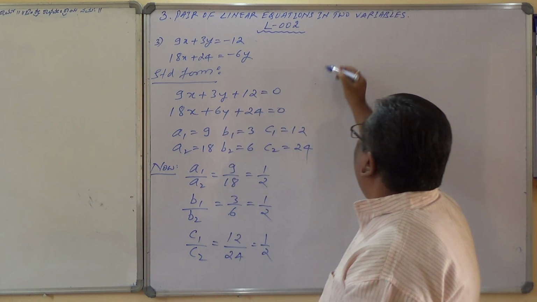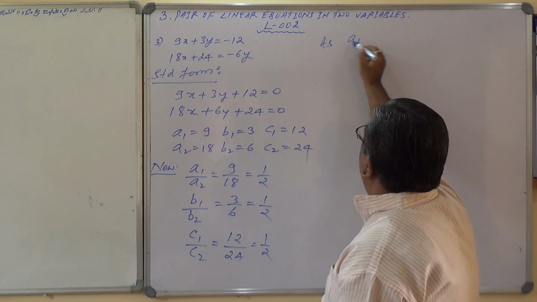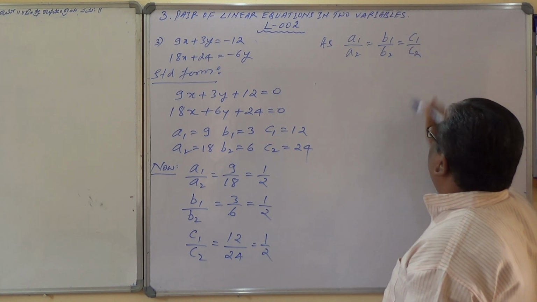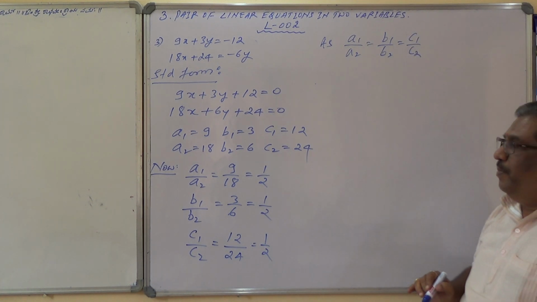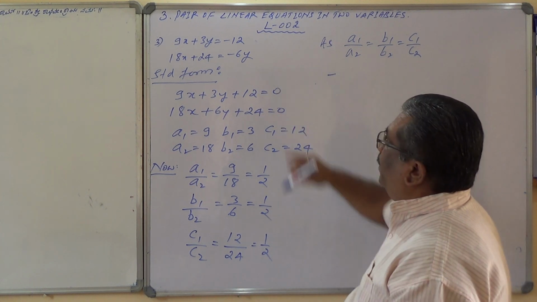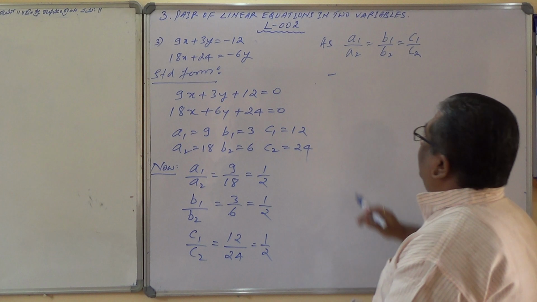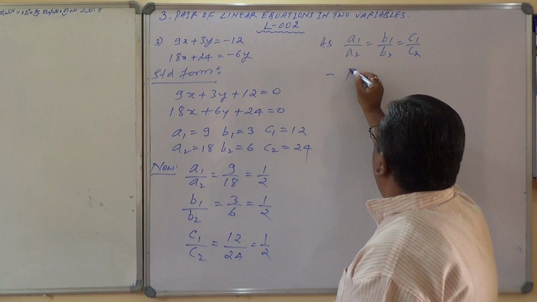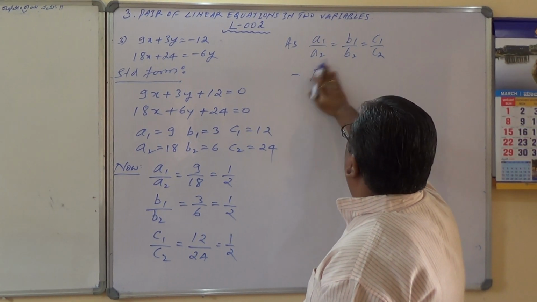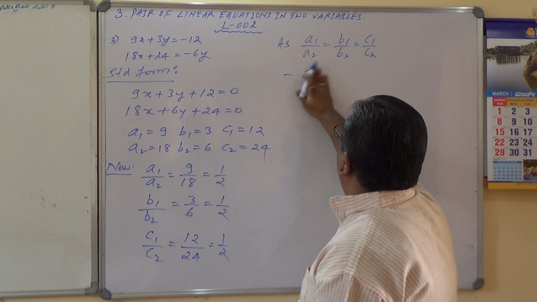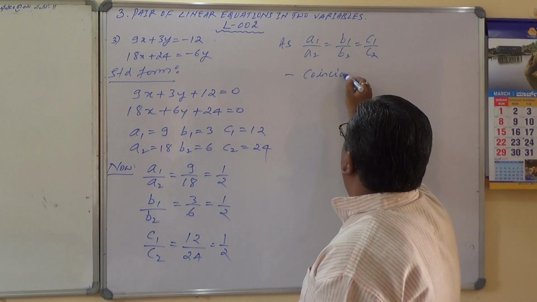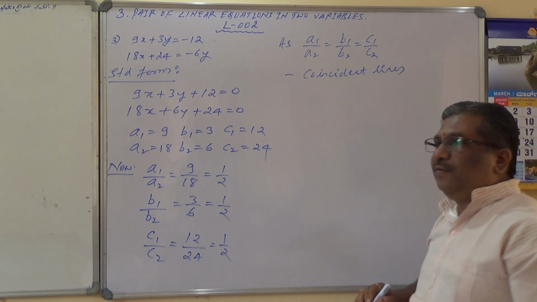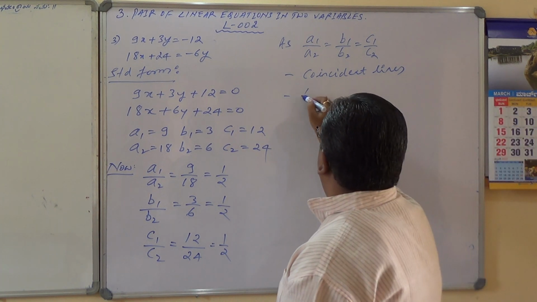Here I can write as a1 by a2 equals b1 by b2 equals c1 by c2. My conclusion would be, the given pair of linear equations represents what kind of lines? Coincident lines, sorry. Coincident lines. How many solutions? Infinitely many solutions.